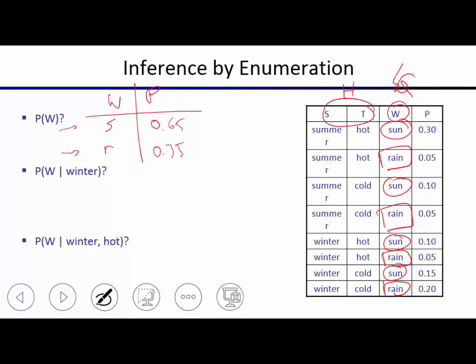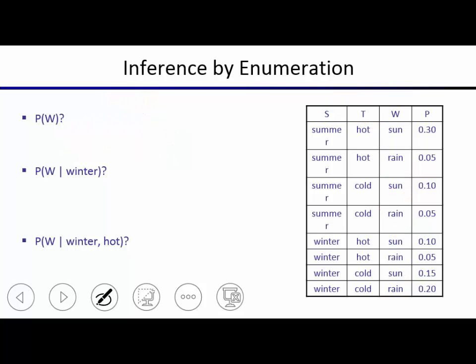All right, let's look at a more complicated one. W given winter. So in this case, this here is our evidence variable. Then weather is still our query variable, and temperature is our only hidden variable. What's the procedure? Inference by enumeration. First, we only retain things consistent with the evidence. So we get rid of anything that's not consistent. So these rows are gone now. We're just left with the table at the bottom here.